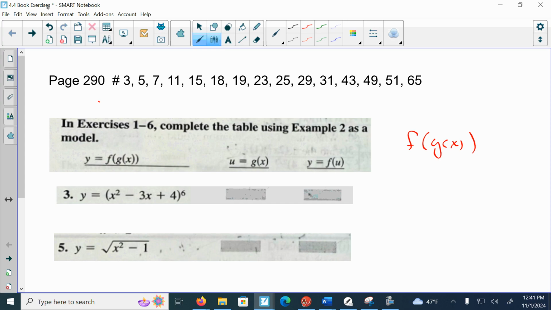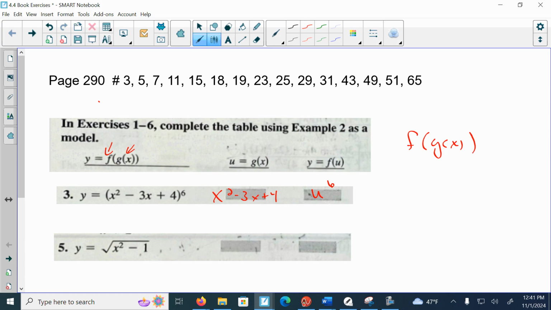Just to remind you that f of x is the outer function, the g of x is the innermost function. So the g of x is what we said our u was. So this is the innermost function, which will be the x squared minus 3x plus 4, and then my outermost function is going to be the u, so that is going to be u to the 6th power. That's all they want you to do for these ones.